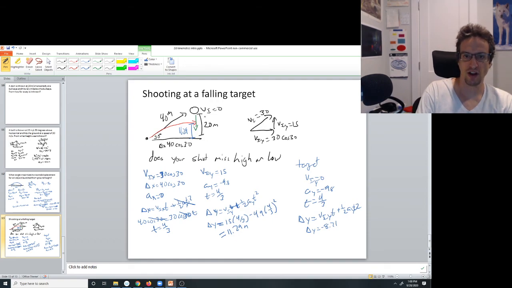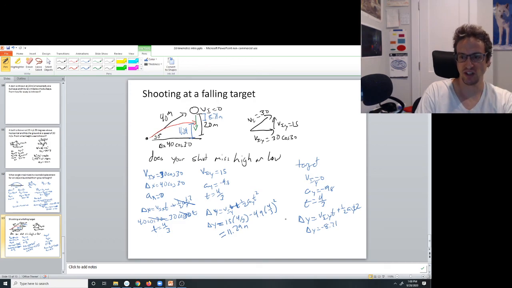Okay, now what does this mean? It means that it fell 8.71. And in fact, those two things together add up to 20, which means that the projectile will hit exactly on the target in this case.